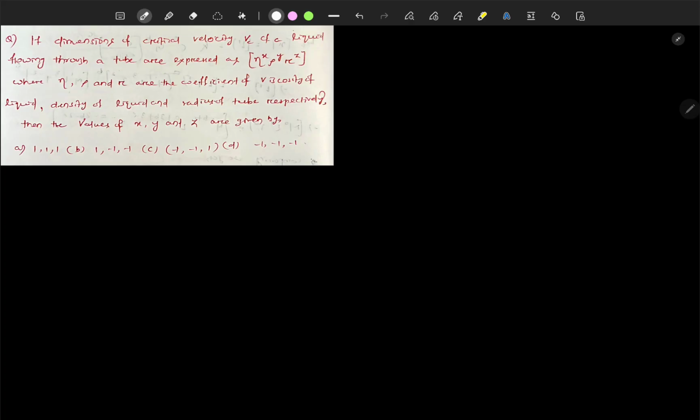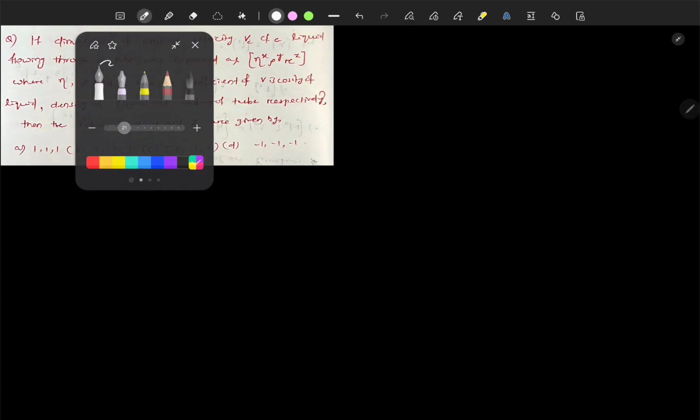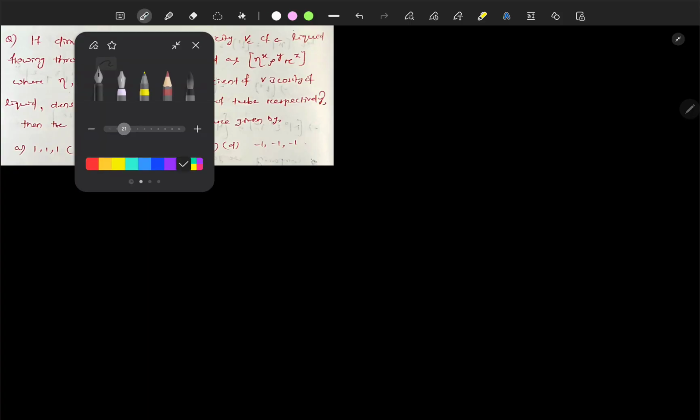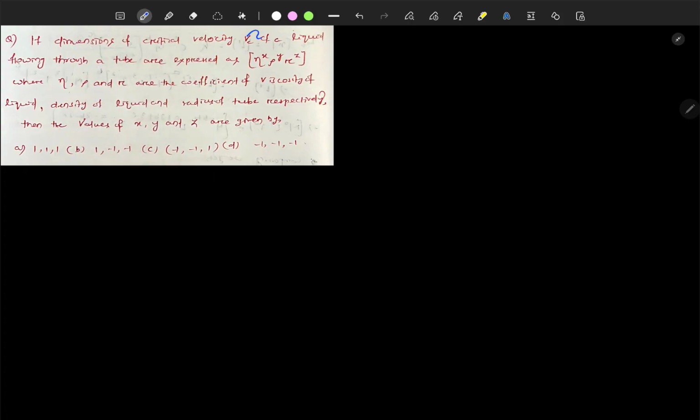So if the dimensions of critical velocity, we don't know what is critical velocity. Now you are in class 11, so till now it is not discussed in your classroom what is critical velocity, or we have not covered that syllabus. So critical velocity, let's think of it as a velocity. Yes, treat it as a velocity.